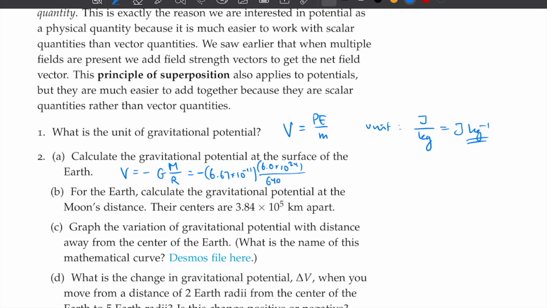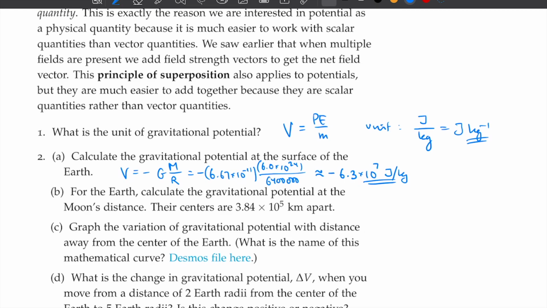Earth's radius in meters, right? And then what is that equal to? Minus 6.3 times 10 to the 7 joules per kilogram. Okay. Now this shouldn't, okay, let's talk about that later.